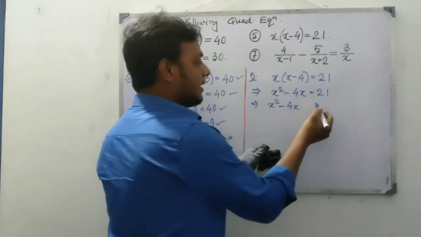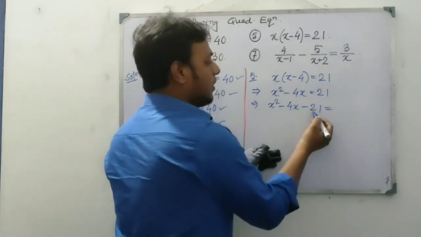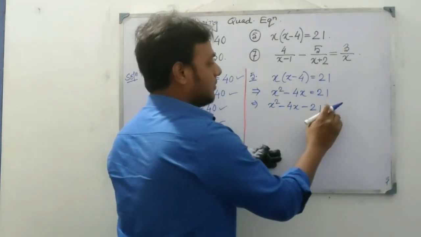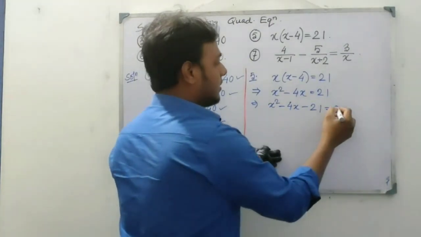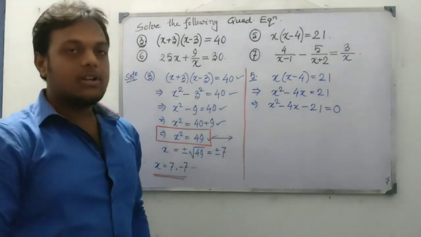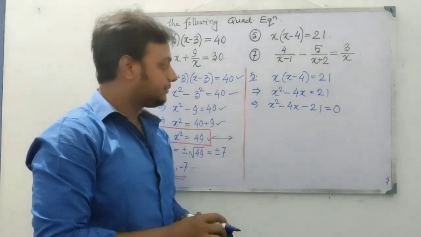Now consider all the terms on one side: x square minus 4x. The 21 was on that side; if you bring it to the left hand side, it will be minus 21, so it equals 0. Now this is the standard form of a quadratic. We have converted it into the standard form of a quadratic equation.